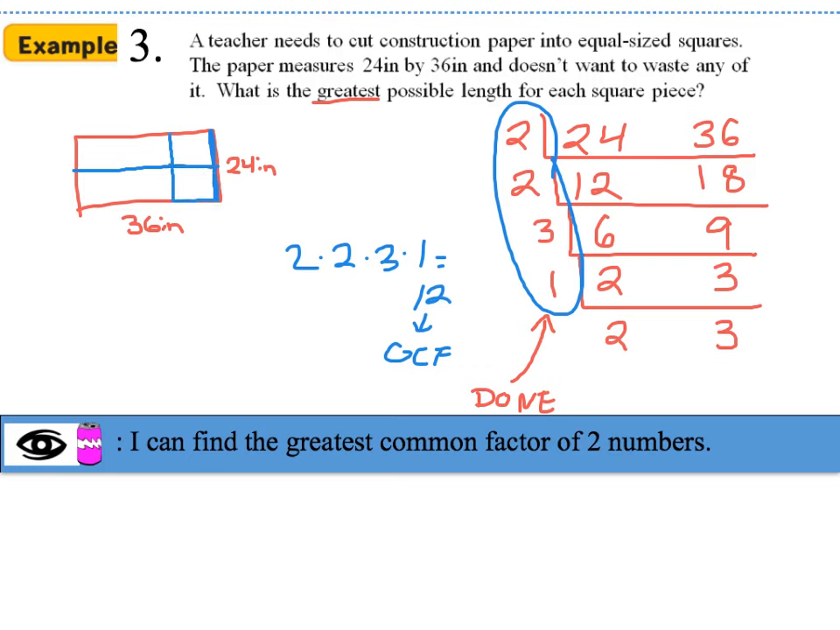So this is one 12 by 12 square. Here's another 12 by 12 square. Another 12 by 12 square. Another 12 by 12 square. 12 by 12 square. So if I look at that sheet of paper, this teacher can make 6 12 by 12 squares.